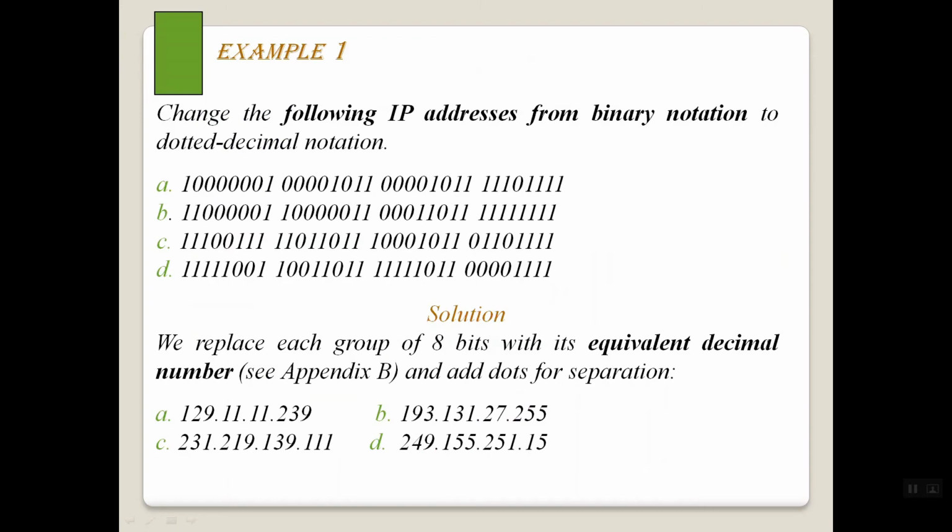Now, for example, let's change the following IP address from binary notation to its dotted decimal notation. First, check the example marked as A. It has been given 4 different binary values. So what will be the solution? We have to convert the binary value of each segment into its corresponding decimal form. And how will we do it?